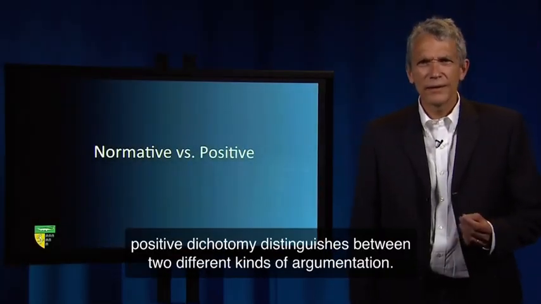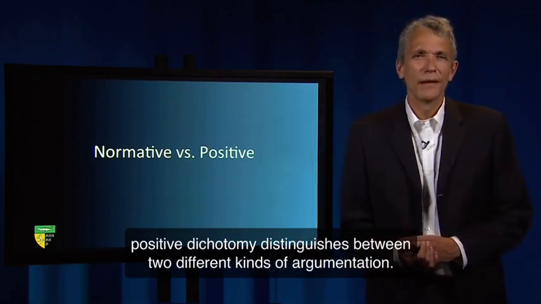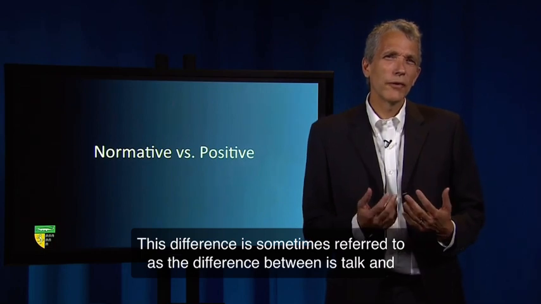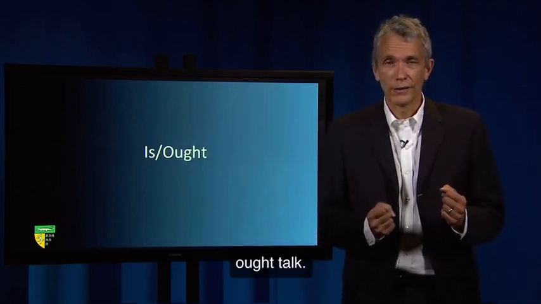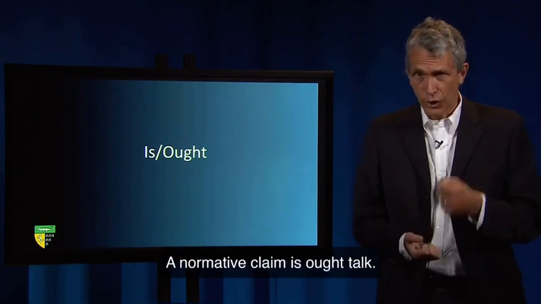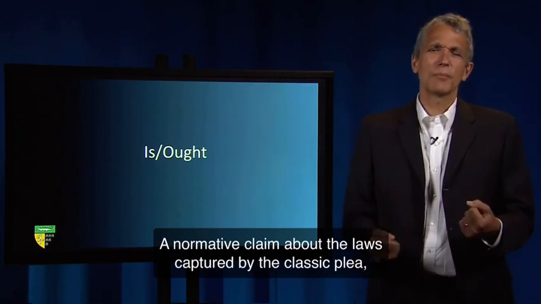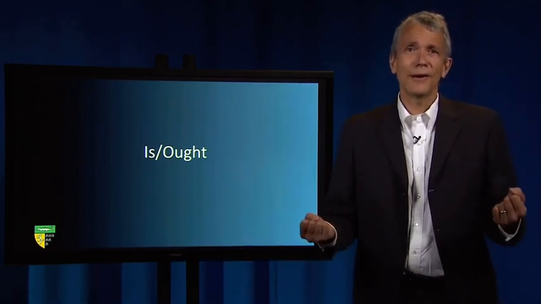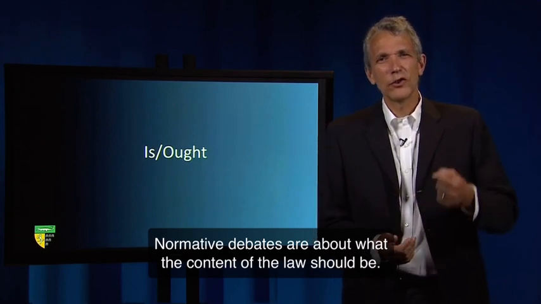The normative-positive dichotomy distinguishes between two different kinds of argumentation. This difference is sometimes referred to as the difference between is talk and ought talk. A normative claim is ought talk. A normative claim about the law is captured by the classic plea, "there ought to be a law." Normative debates are about what the content of the law should be.